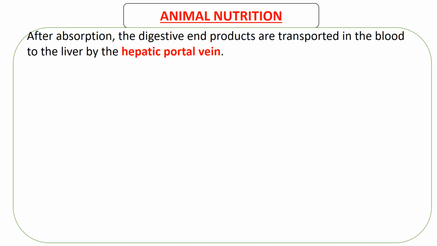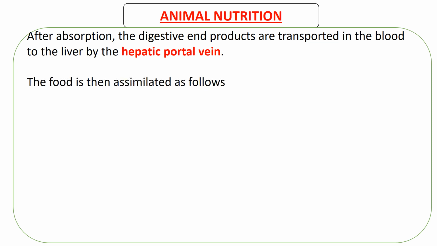Now we're looking at assimilation, which is the incorporation and usage of absorbed food substances in the body. So the question is, those food substances that have been absorbed, fatty acids, amino acids, glycerol, glucose, fructose, sucrose, when they have been absorbed, what are they used for? So after absorption, the digestive end products are transported in the body to the liver by a vein called hepatic portal vein.